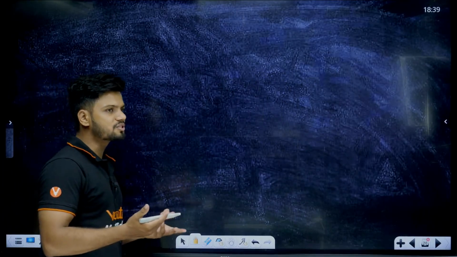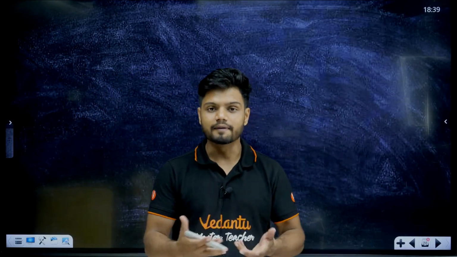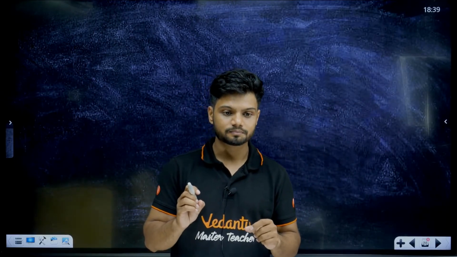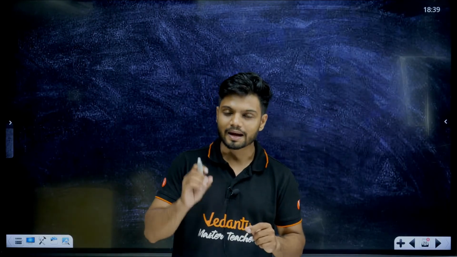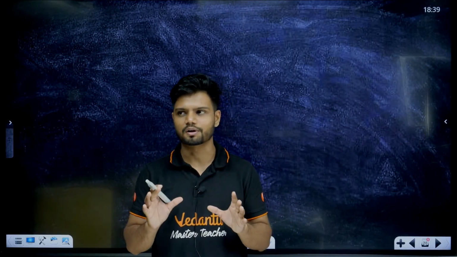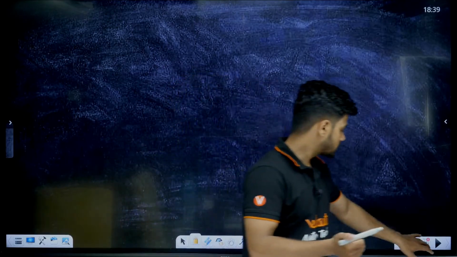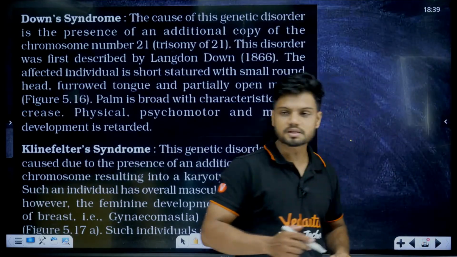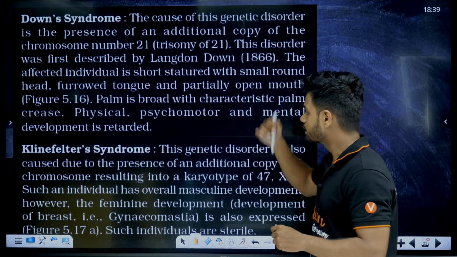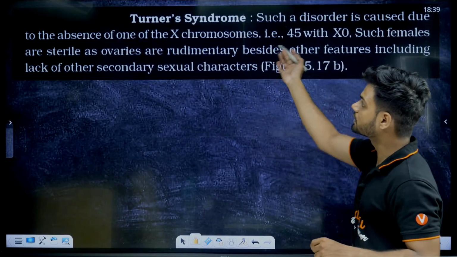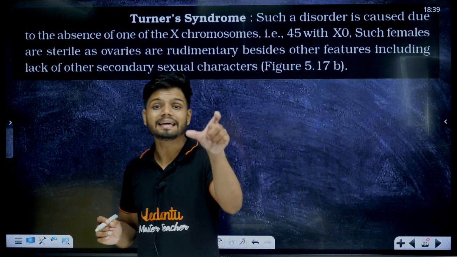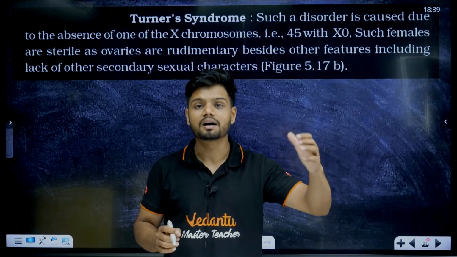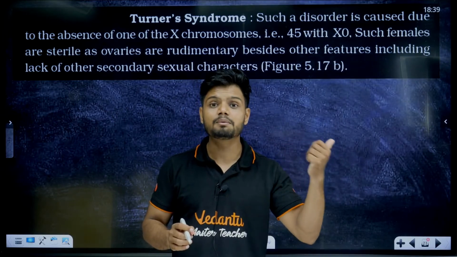Now there are other concepts in this chapter, such as pleiotropy, where one gene has multiple expressions. And there are so many concepts such as chromosomal disorders, like Down syndrome, Klinefelter syndrome, and Turner syndrome. There are certain Mendelian disorders: thalassemia, sickle cell anemia, as well as color blindness and hemophilia.